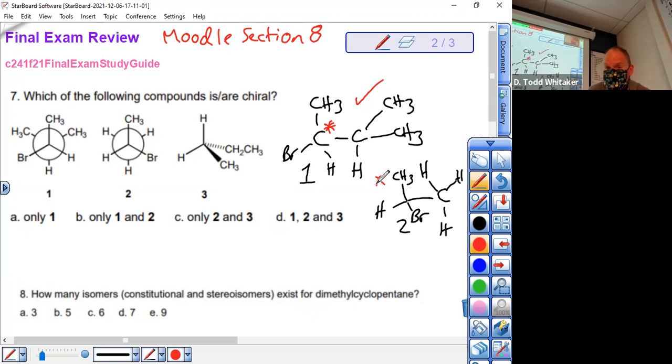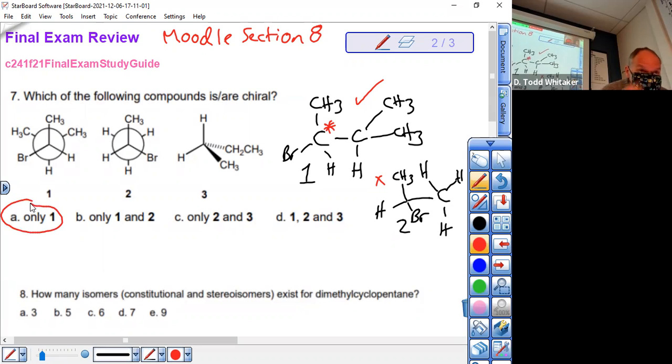Now, I don't want you to start thinking that stereocenters are in the definition of chiral. They're not. A chiral molecule is one that is not superimposable on its mirror image, that is the only definition. And there are molecules that are chiral without stereocenters. This question, one only would be the answer.